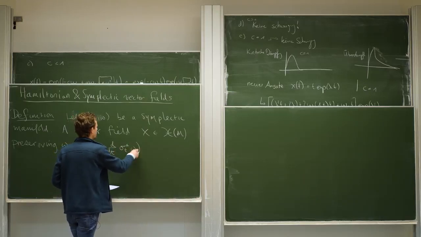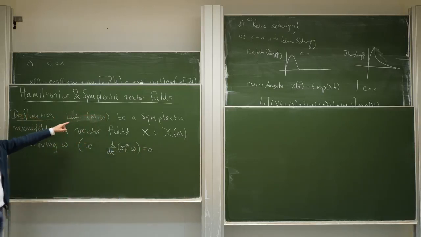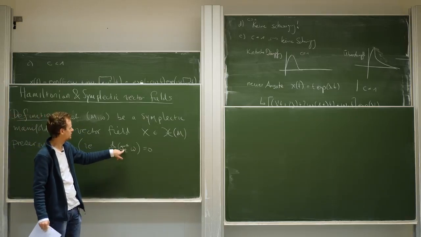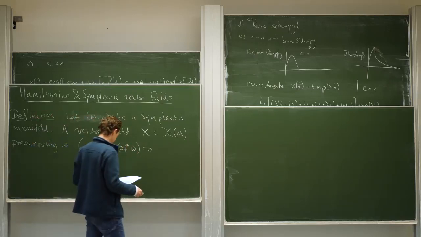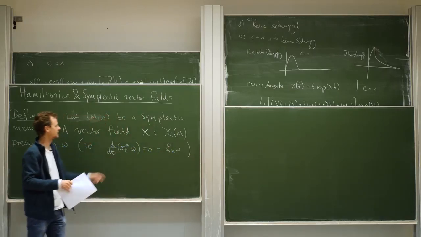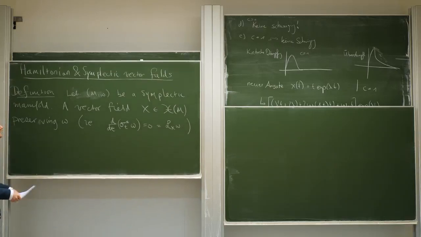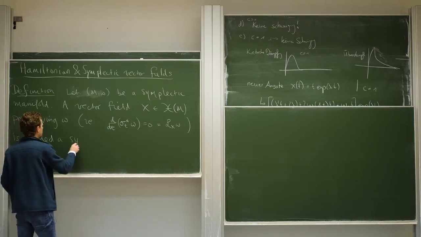So if you take the flow of the symplectic form omega, you pull it back, and that doesn't change, so it's preserved by this flow here. Of course, we have another expression for that quantity there, using the Lie derivative. So such a vector field, this is a special kind of vector field, not every vector field does this. Such a vector field is called a symplectic vector field.